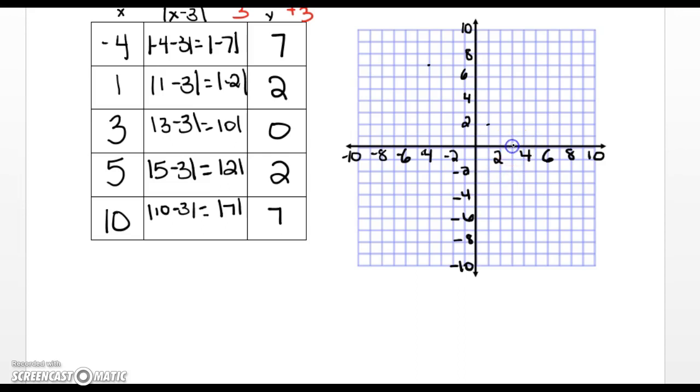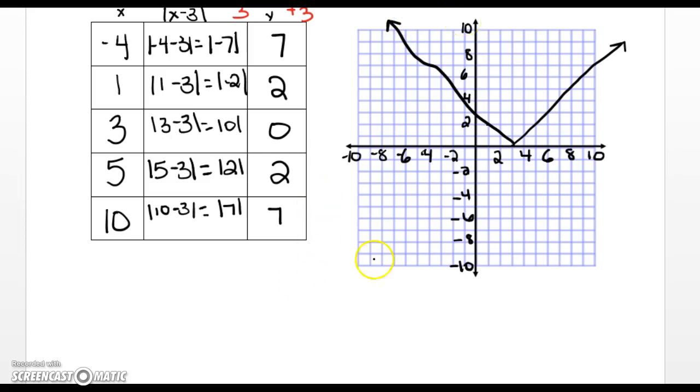So this one here is where our graph starts to reflect. It'll be going up in the positive direction. Then we have 5 and 2. Then we have 10 and 7. Then we can just connect those points. Make sure to use a ruler for this. Obviously, I can't use a ruler since I'm on a computer, but you guys can do that on your sheets of paper.